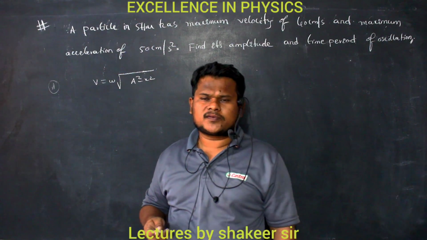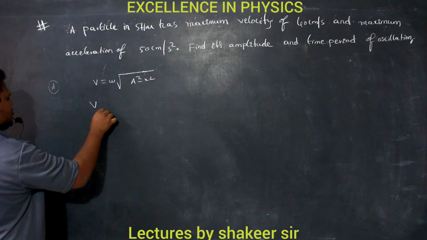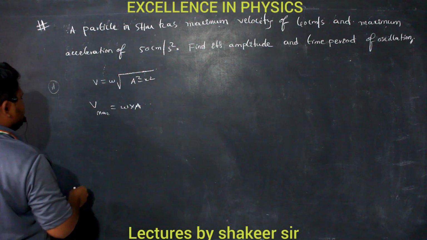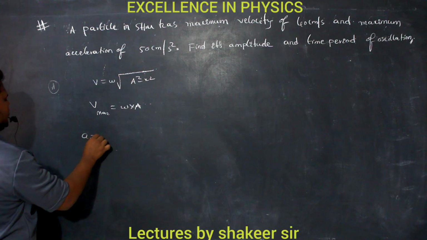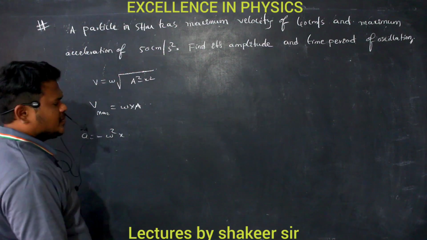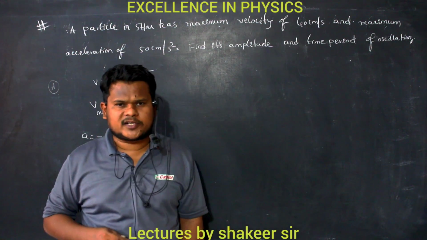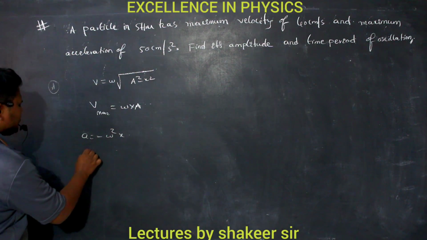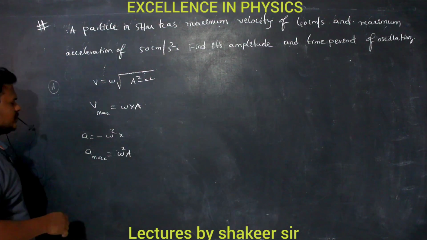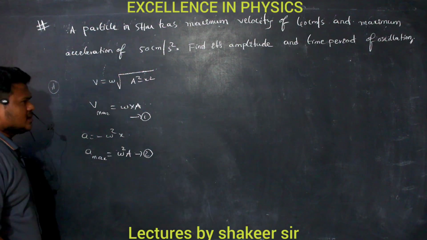That is when x is equal to 0. So if I substitute x equal to 0 in this, then I will get v max is equal to omega into a, or a into omega. Clear? Similarly, maximum acceleration. The acceleration of the particle, we know, is minus omega square into x, and it will be maximum when x is maximum. That is, at the extreme position the particle will experience maximum acceleration. So a max is equal to omega square into a. Clear? So this is the equation for maximum velocity, and this is the equation for maximum acceleration.